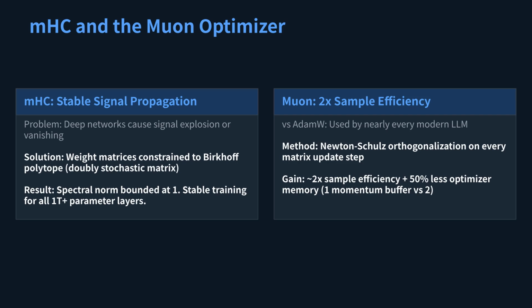MHC solves this by constraining the connection weight matrices to a mathematical structure called a doubly stochastic matrix, the Birkhoff polytope, which guarantees that the spectral norm stays at most 1, keeping signals stable throughout the entire network depth.